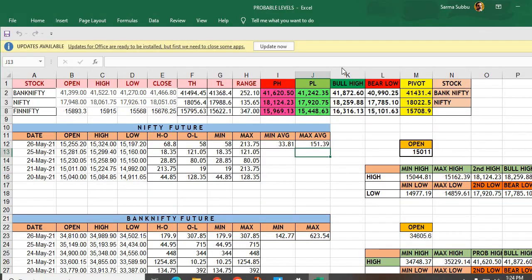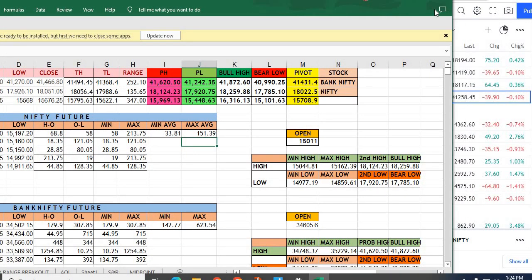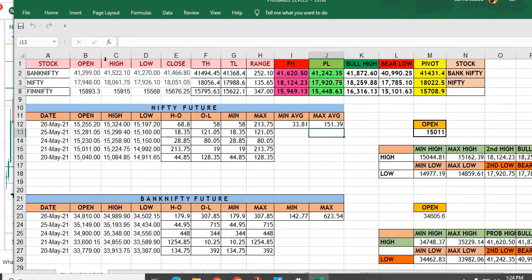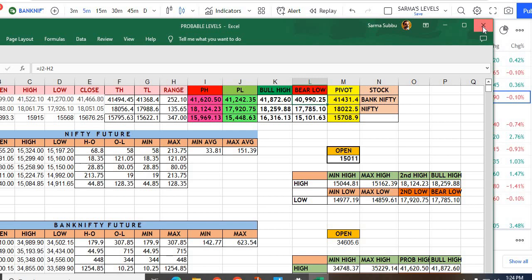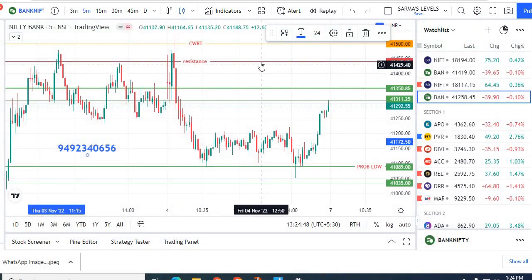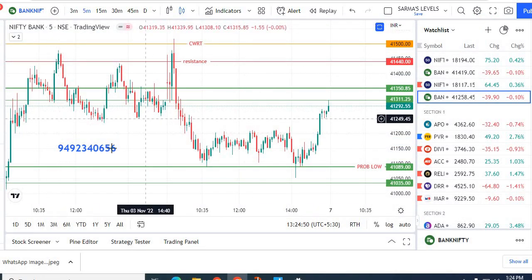See, a simple calculator is like this, and you can use this simple calculator. With the help of this calculator, you get probable high, probable low, bull high, bear low. And very simply you can draw these lines and trade with the help of this. I'll explain in detail if you are interested to learn this.